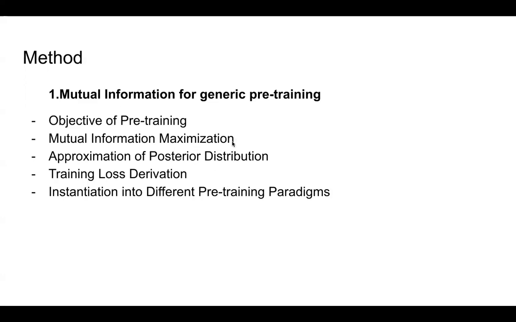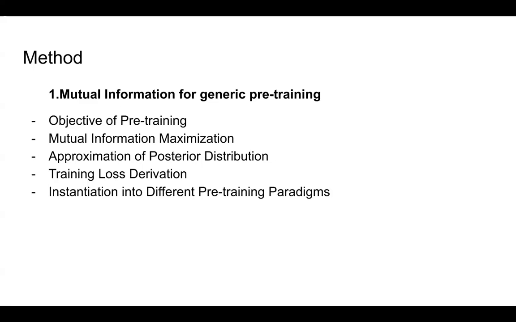The training loss derivation is based on the maximization of mutual information, so that we can try to minimize the loss. The generic pre-training loss derived can be instantiated into various pre-training paradigms by incorporating different mechanisms to avoid representational collapse and adapt to scientific data distribution. This allows the framework to accommodate supervised, weakly supervised, and self-supervised pre-training.